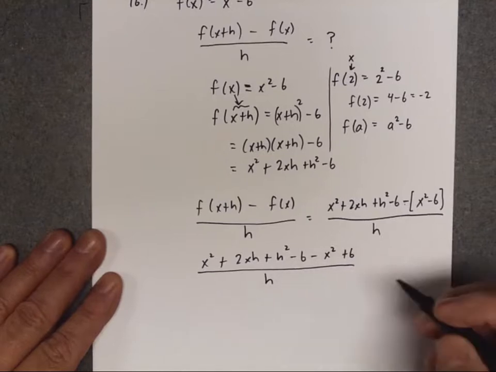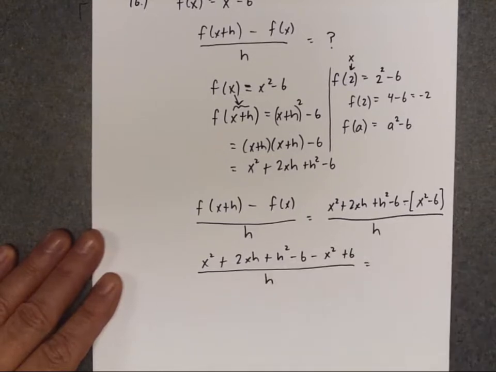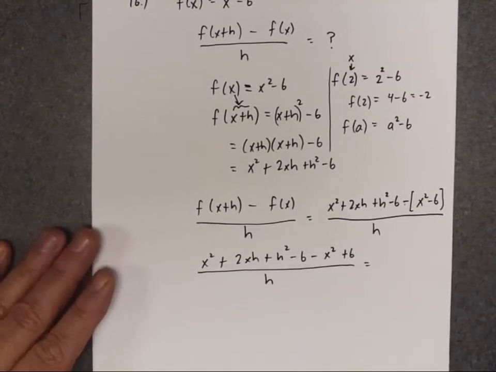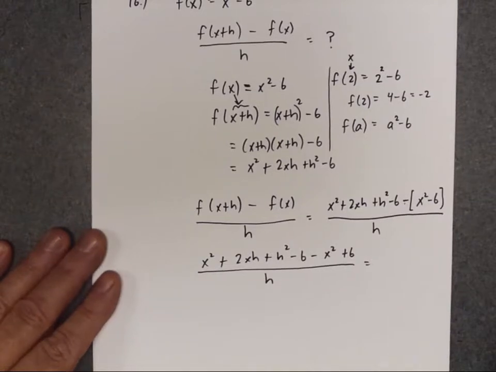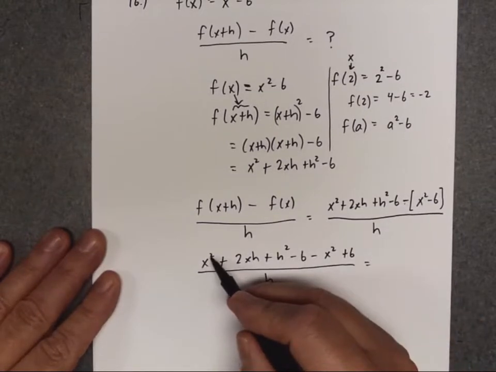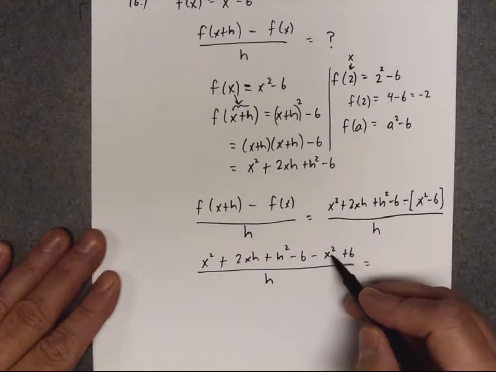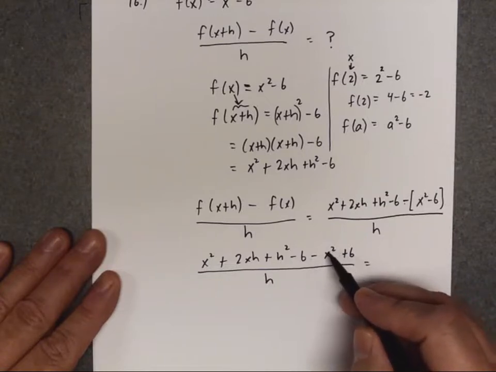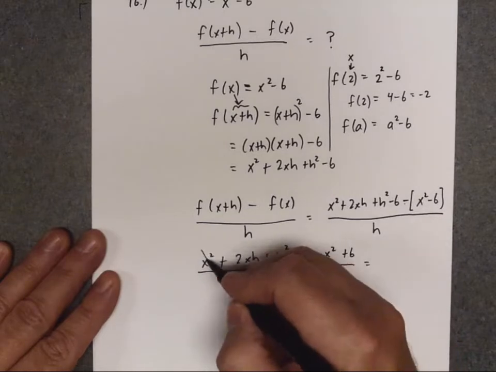All over h. Now let's see if I can combine any like terms in the numerator. I notice x squared here, and I have an x squared here. It's actually a minus x squared, or you can think of this as a negative x squared. So those actually cancel out.